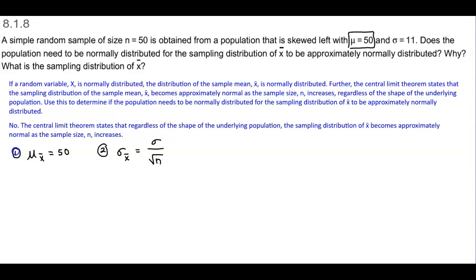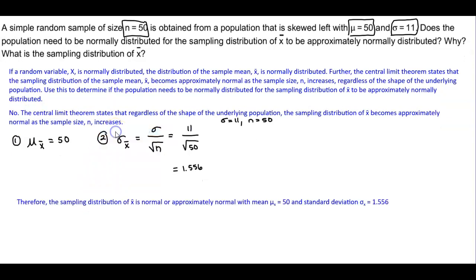We know from the problem that the standard deviation is 11, and we know that the sample size is 50. So let's plug that in. We have 11 divided by the square root of 50, and that gives us approximately 1.556.